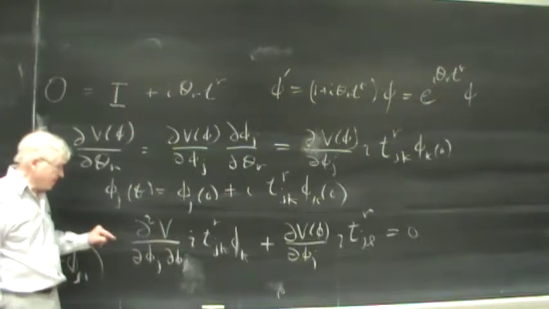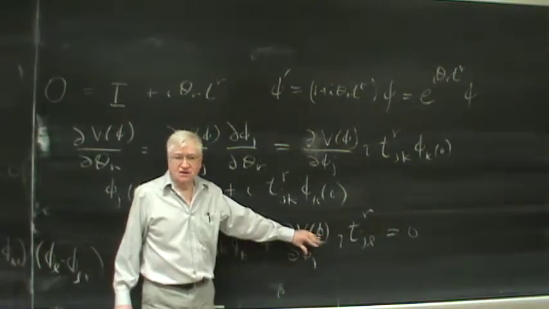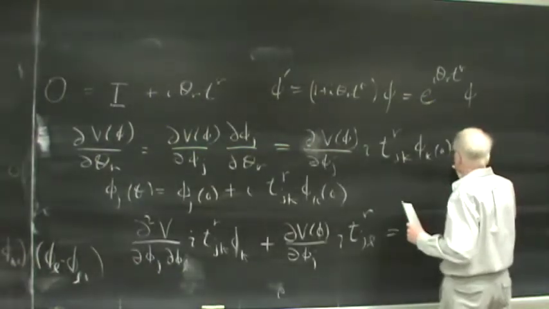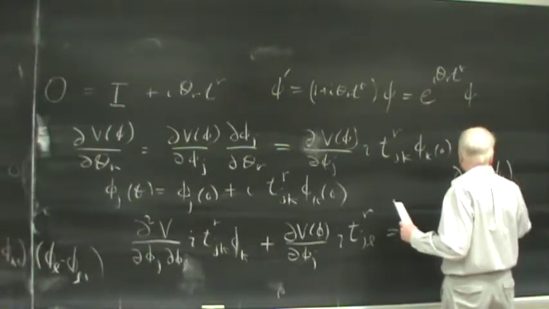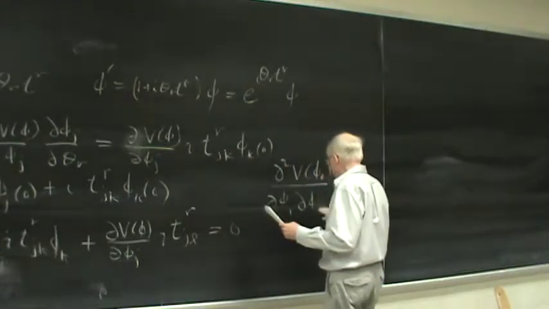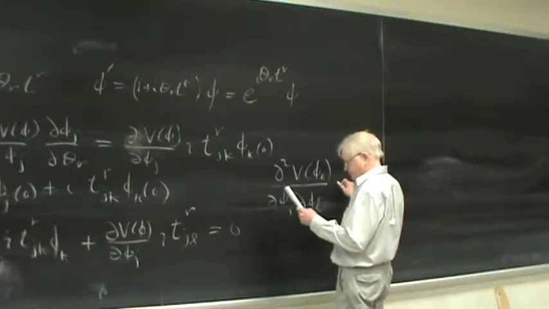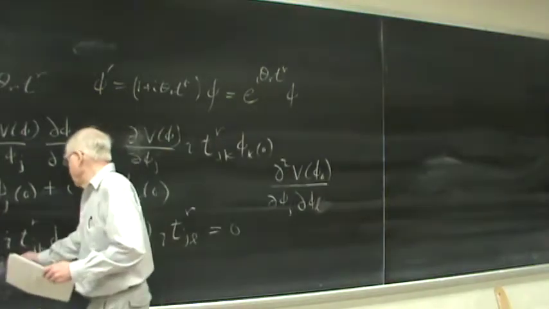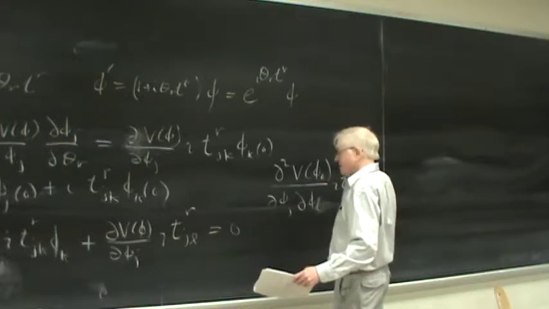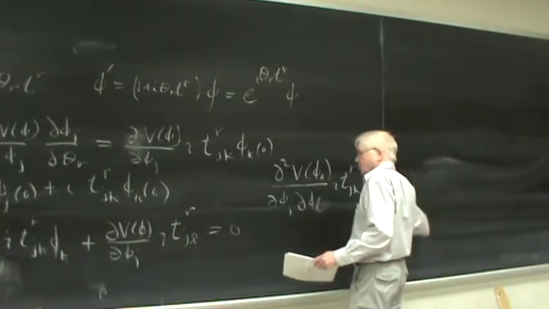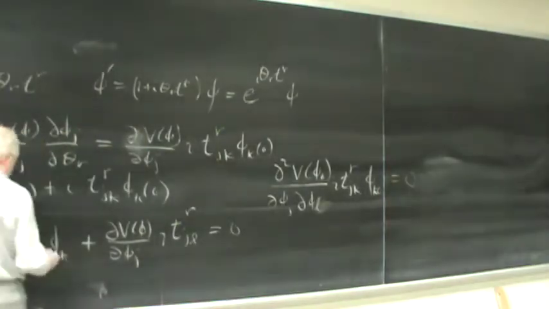Now we go to the minimum. If we go to the minimum, the second term drops out, because at a minimum, the derivatives are 0. So that means then that we have the second partial of V at phi 0, partial phi j, partial phi L, times i t^i_jk phi k0 equals 0. So that's what this equation becomes when you set phi equal to phi 0.